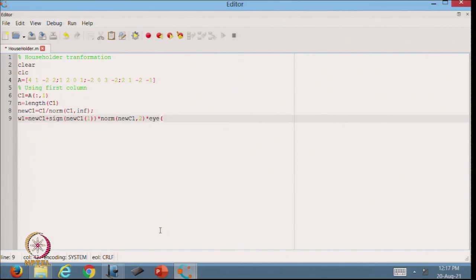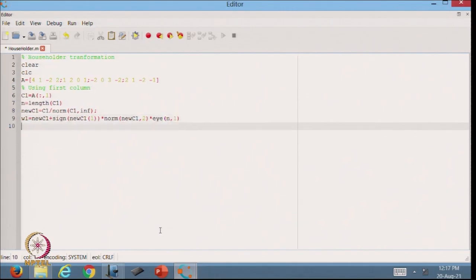But I want the vector of length n, so n should be the number of rows and only one column should be there. So, basically we are getting the column vector. This is what we are going to find, W1. And now, once I find the W1, I will get the vector. So, you can write from here in this case.